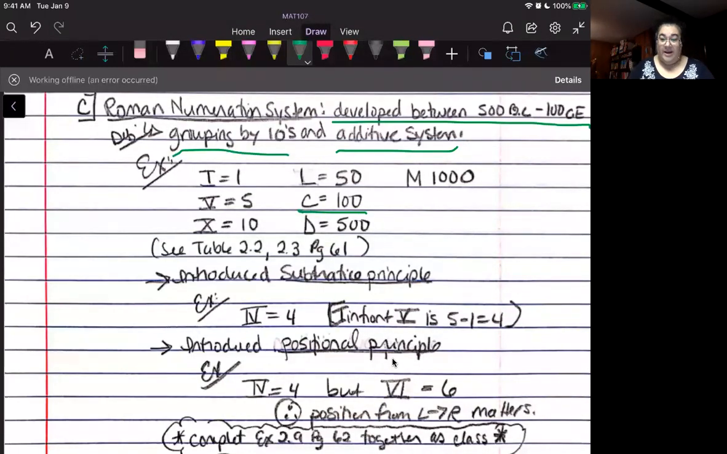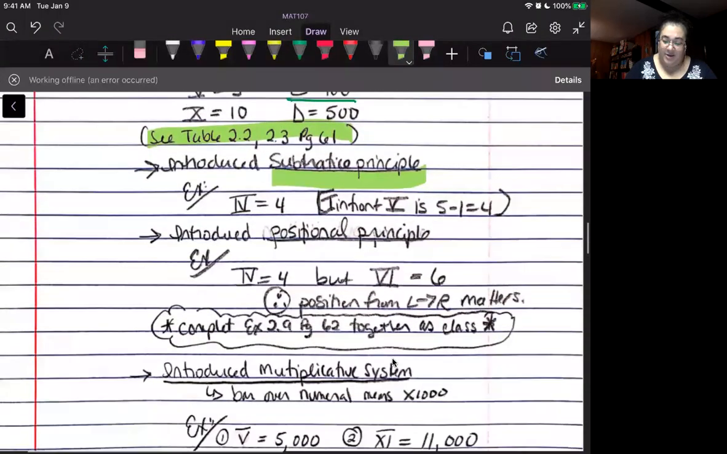And again, if you want to look at a good example of these systems, go to tables 2.2 and 2.3 on page 61, and you're going to see a nice table that breaks down these Roman numerical systems for you. However, one new thing that they did is they introduced the subtractive principle. Meaning that in the numerical system of the Romans, let me slide that up for you here.